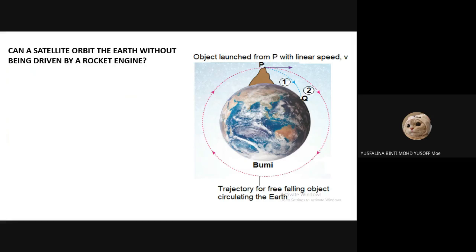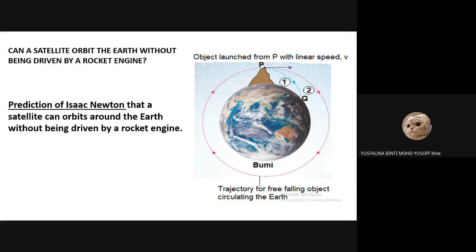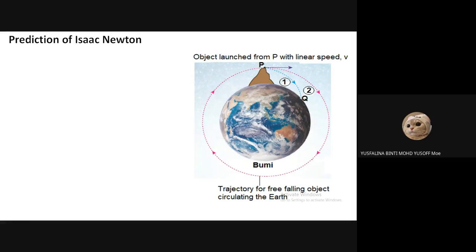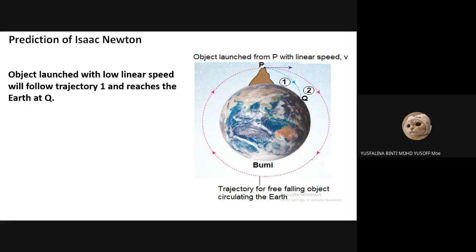Can a satellite orbit the Earth without being driven by a rocket engine? So this is a prediction of Isaac Newton that a satellite can orbit around the Earth without being driven by the rocket engine. An object launched with a low linear speed will follow trajectory 1 and reach the Earth at Q. So let's say you launch the satellite with a low speed, it will follow trajectory 1 and reach the Earth at Q.